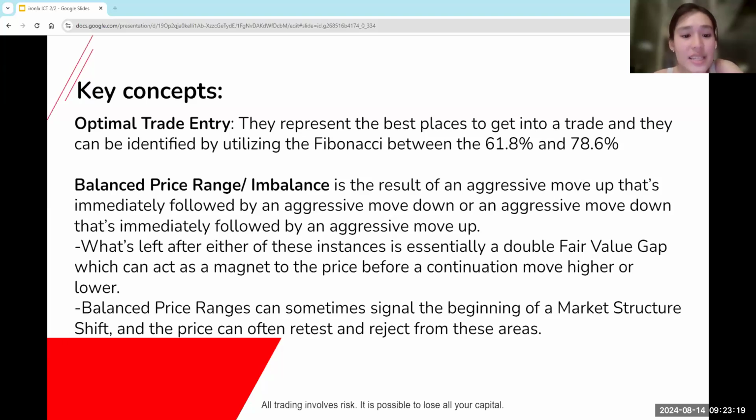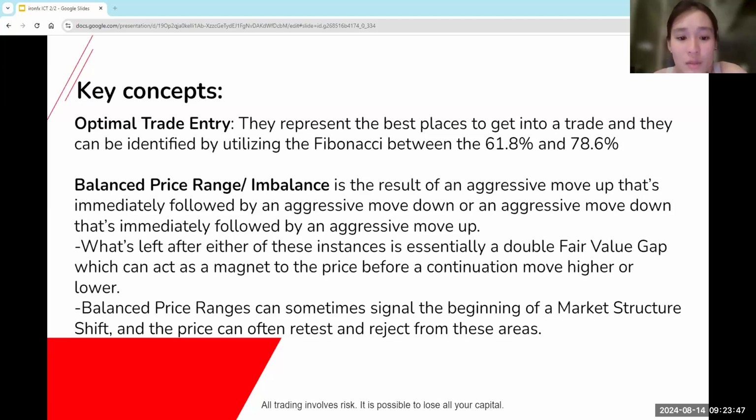So these act as a magnet to the price before a continuation move higher or lower. Balanced price ranges can sometimes signal the beginning of a market structure shift, and the price can often retest and reject from these areas. Most of this last concept we've already covered in our previous slides on market structure shift and also fair value gap.